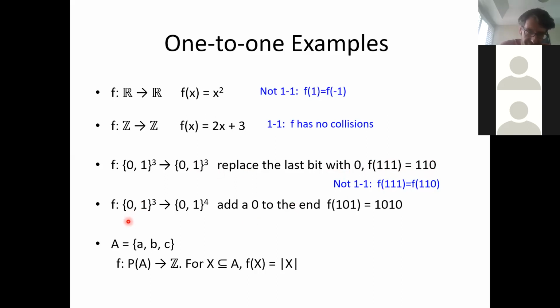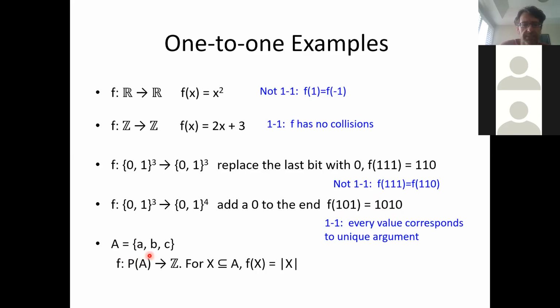All right. So let's have a different function. Take a length 3 bit string and create a length 4 bit string by just adding a 0 at the end, right? Like this. So that one will have no collisions, right? So it is one-to-one, because just these first 3 bits will be different for every value.